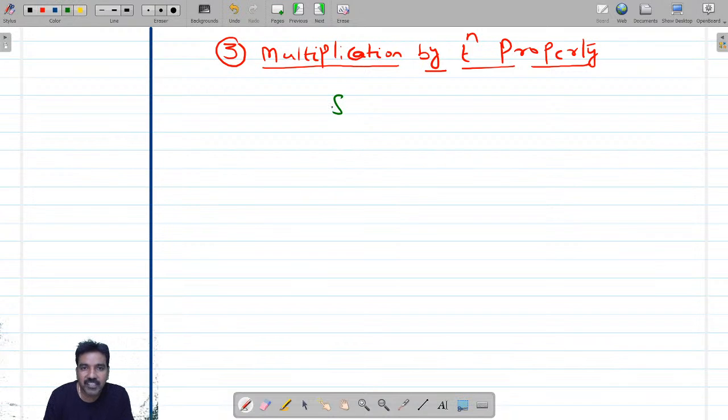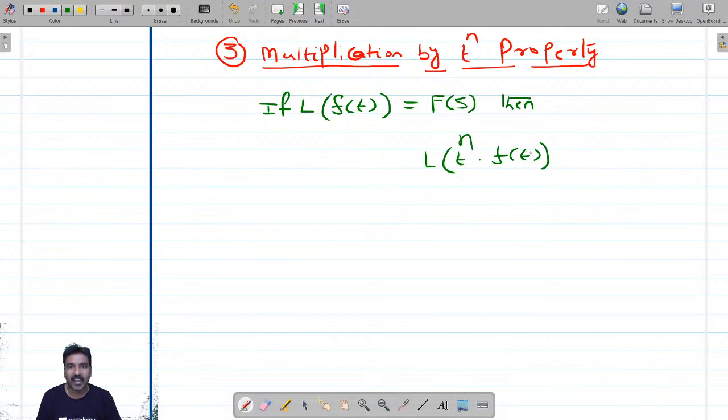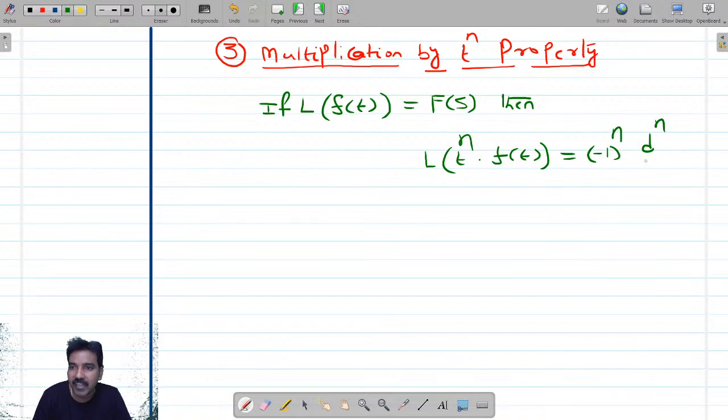Suppose I have a function f of t. Assume that its Laplace transform is capital F of s. This is very regular notation. So if Laplace of small f of t is capital F of s, then Laplace transform of t power n into f of t. Here f of t is multiplied with t power n. You may ask me what is n? N is a positive integer. So don't think that n is any number. N is a positive integer. I will give clarification. So therefore this is nothing but minus 1 whole power n into nth derivative of capital F of s with respect to s.